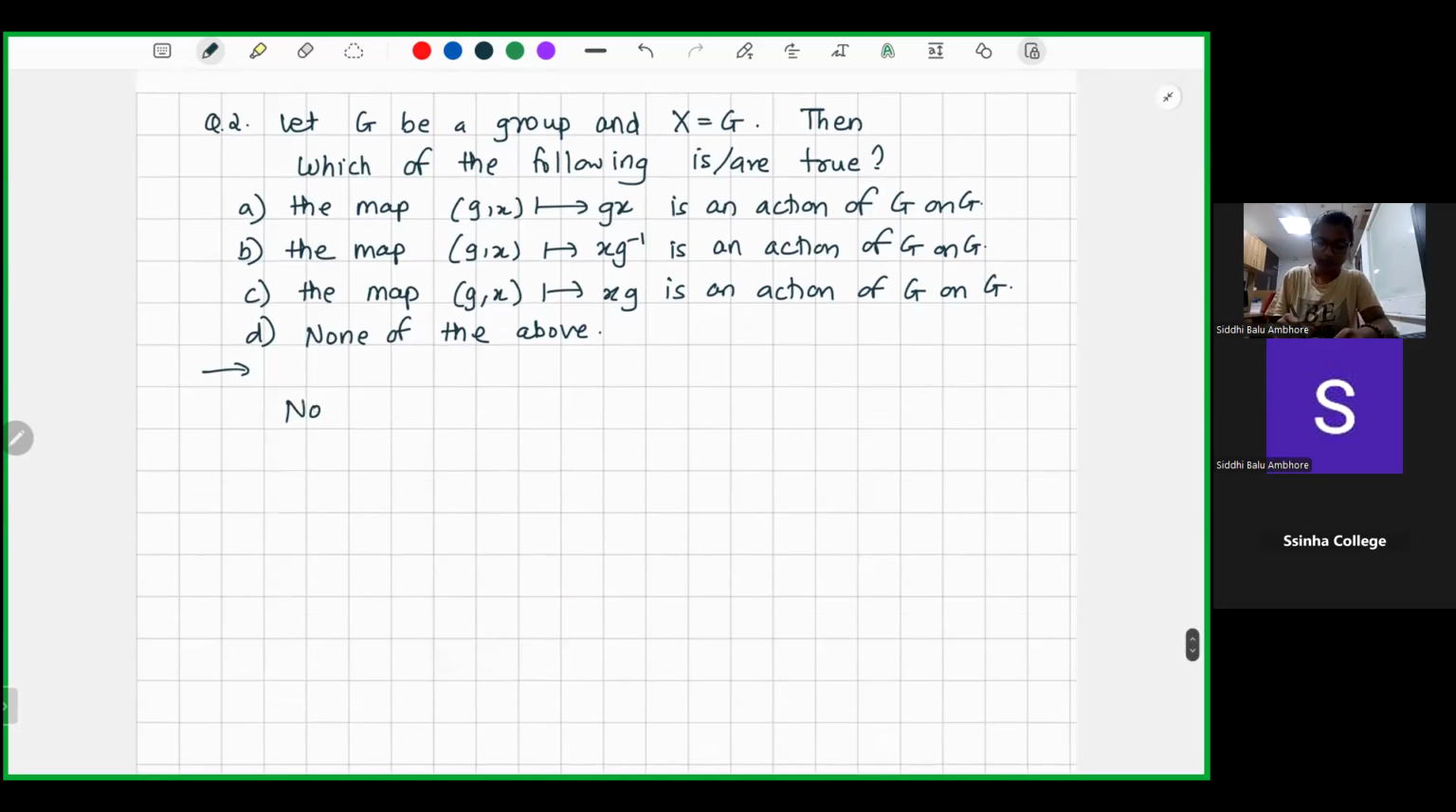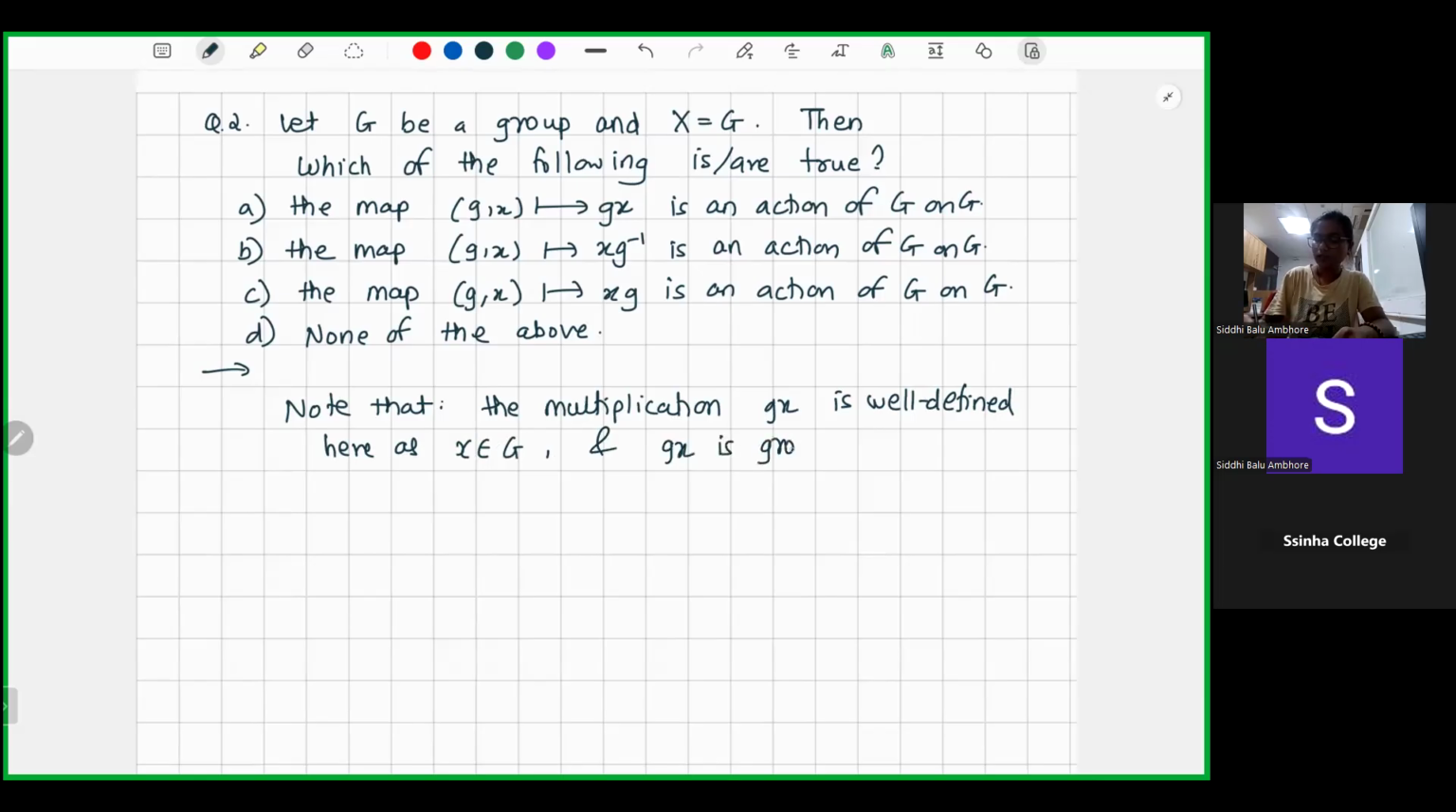So again, I'm writing here, note that Gx, the multiplication here, is well defined as X belongs to G. And this Gx is group multiplication, or this group operation, whatever we have defined on G. Similarly for Xg inverse and Xg, these are just elements from group G itself and we are multiplying them.